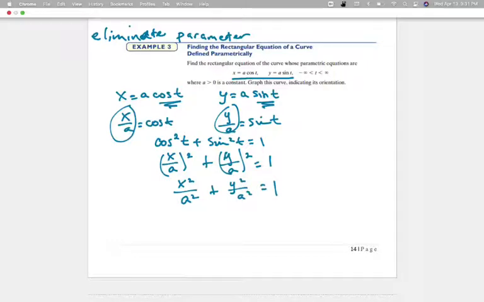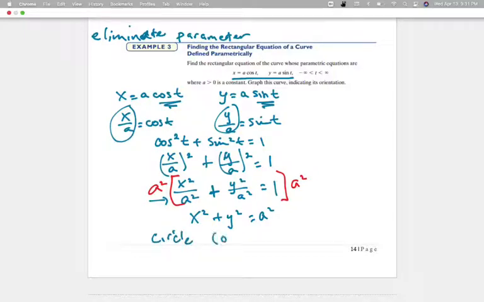And if you'll notice, this looks a lot like our conic section that we just quizzed over. This has an x squared and a y squared. They're both being added. The number on the bottom is the same, so that makes this a circle. And I can make it look like a circle equation if I multiply both sides by a squared. And when I do that, that becomes x squared plus y squared equals a squared, which means that I have a circle with a center at 0, 0, and the radius equals a.